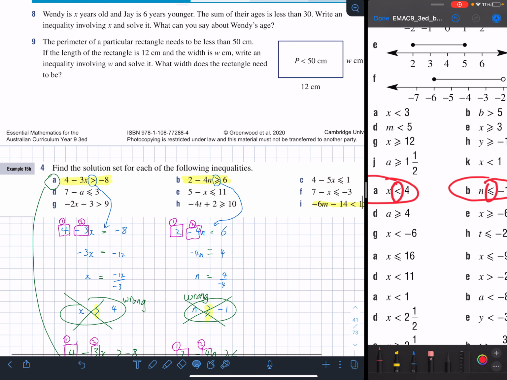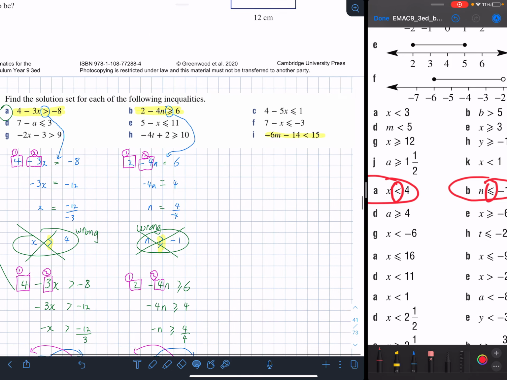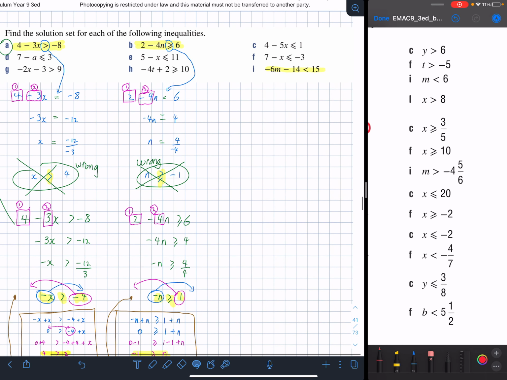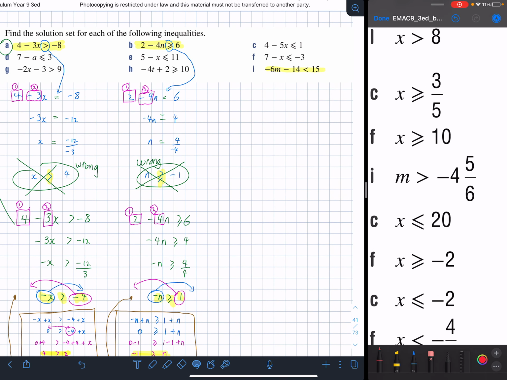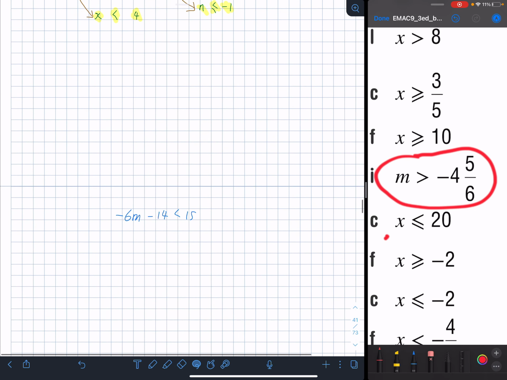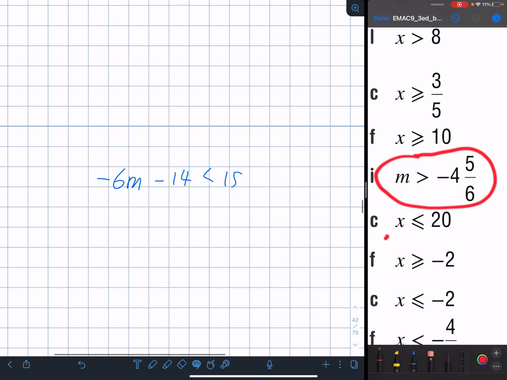So that will give us 4i. And so let's look for our answer of 4i. This is the answer we're looking for. M is going to be greater than minus 4 and 5/6.